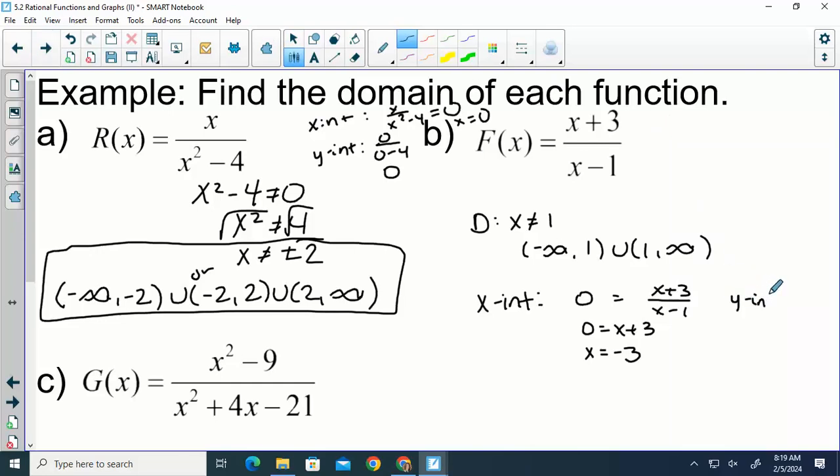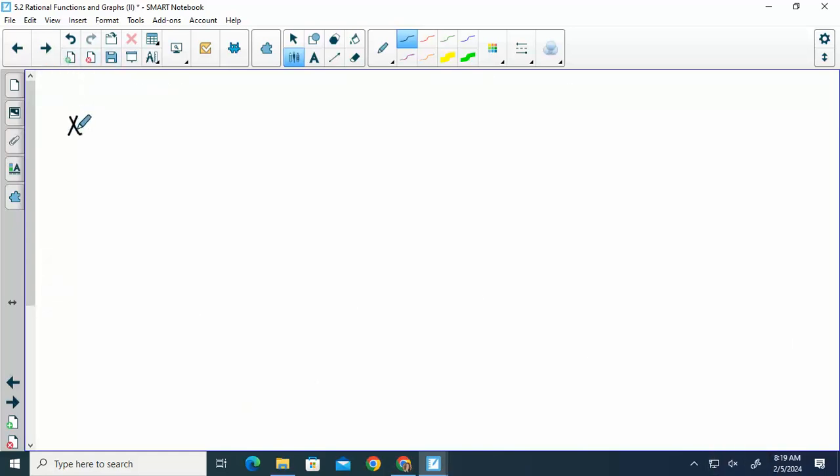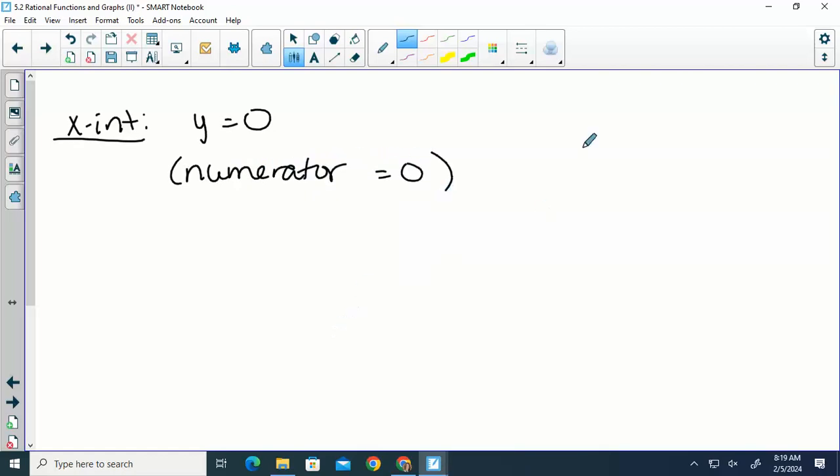Y-intercept is when all of our x's are 0. So we'd have 3 over negative 1, or negative 3. If you need to make yourself a note, the x-intercept, we said that's when y equals 0 on these fractions. It's really just when the numerator is 0. To find a y-intercept, just like with lines, that's when your x's are 0. So we could do that on any equation that we have to look at.